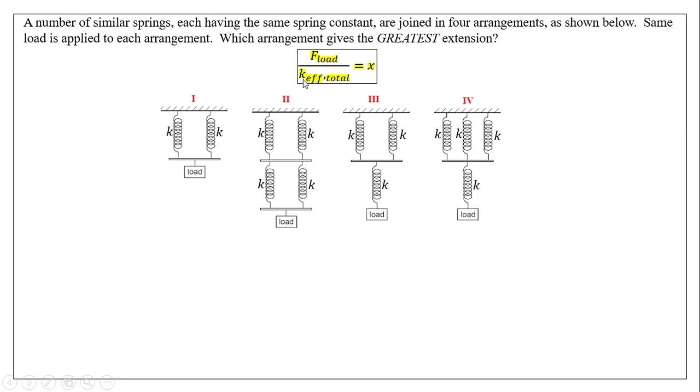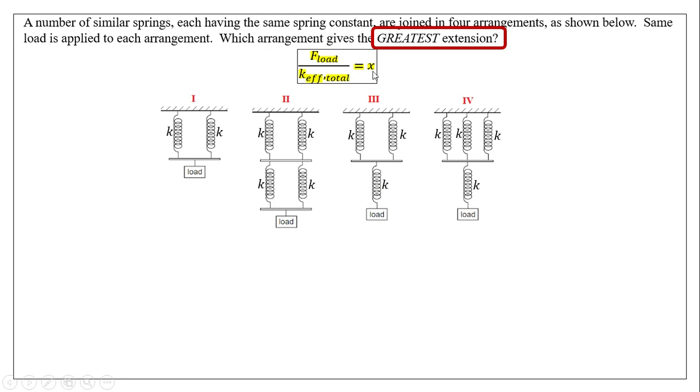In the denominator here I call it K effective total. I have to figure out what the total spring constant is for each of these diagrams. So I'm just going to call that K effective, and it has to be total because I'm combining all the springs into just one. All right. So it wants us to find the greatest extension based on this function here, because they all have the same numerator, because the load is the same for each of these diagrams. The only thing that you have to really compare is the K effective.